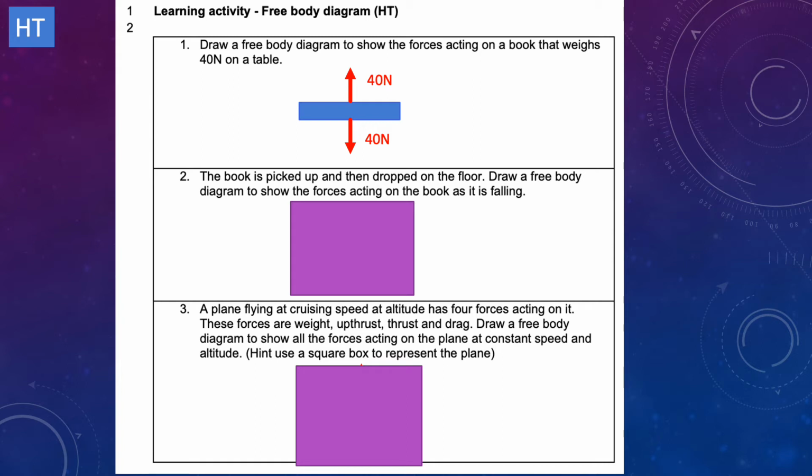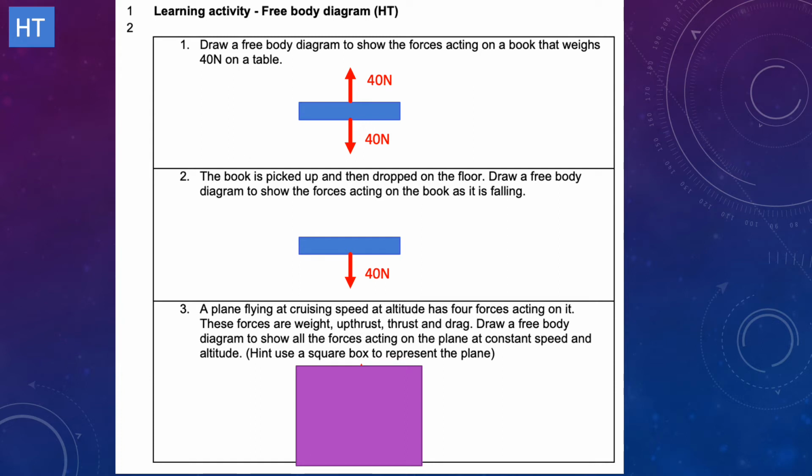So for number 2, the book is picked up and then dropped. So if it's falling, then you should have really just one force. And that's going to look like this. So you still have the same object, but there's no force going upwards. You could have air resistance on there, but for the purposes of this learning activity, we're not going to add it in, and you'll see why in a little bit here.